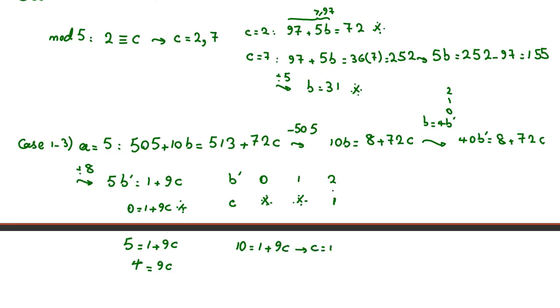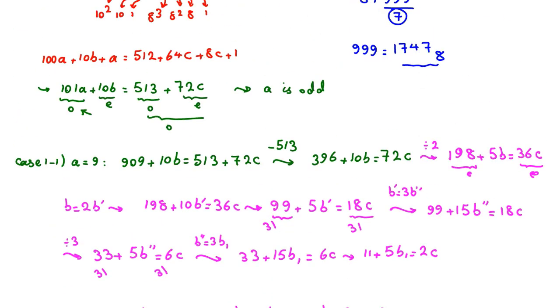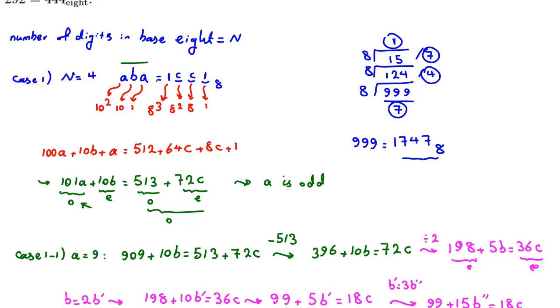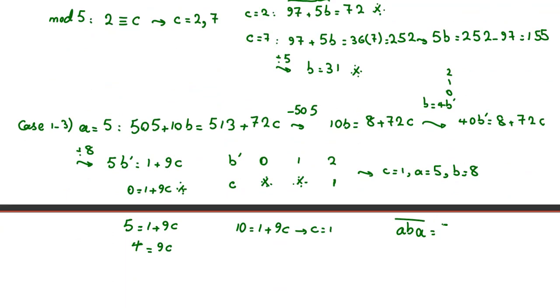So we conclude this case. From this case, c equals 1. We said a is 5, and b is 4 times 2, which is 8. So our number was ABA. Here we could draw this to show it is a number in base 10, not a product. Then it will be 585. So the greatest number that we have is 585.